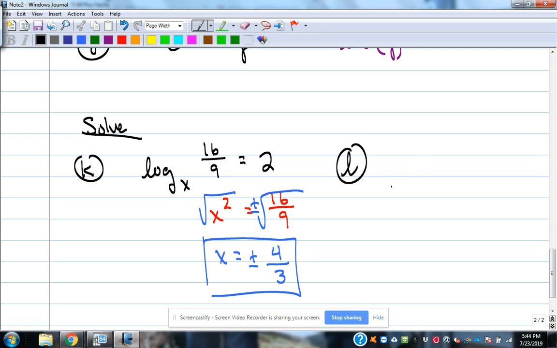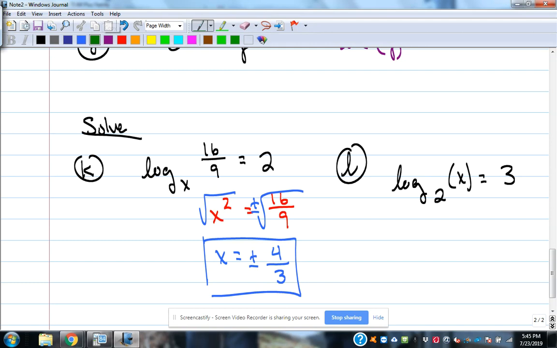Take a problem like this: log base 2 of x is equal to 3. That's a tough problem. The x is inside of a logarithm, so that makes it tough to figure out what's going on.